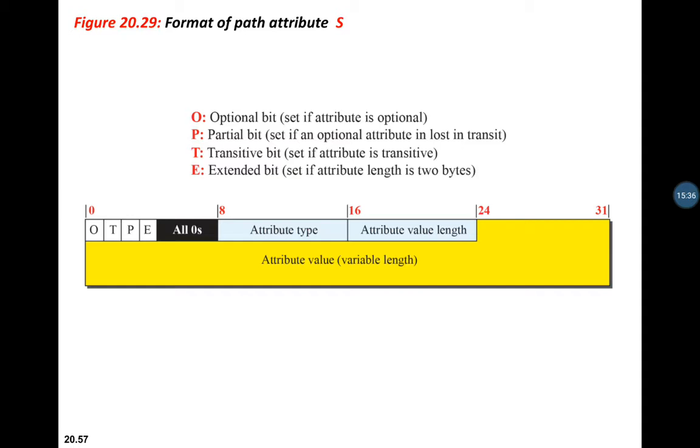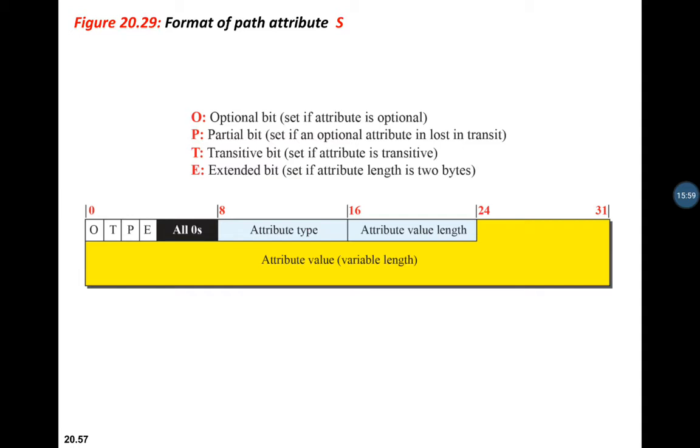Local pref, it is type 5. It is set by the administrator based on the organization policy. The routes the administrator prefers are given a high local preference. Next is the atomic aggregate. This defines the destination prefix as not aggregate. It only defines a single destination.